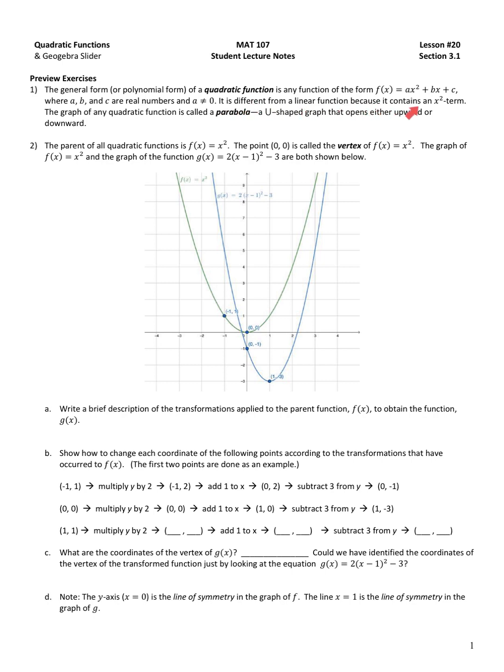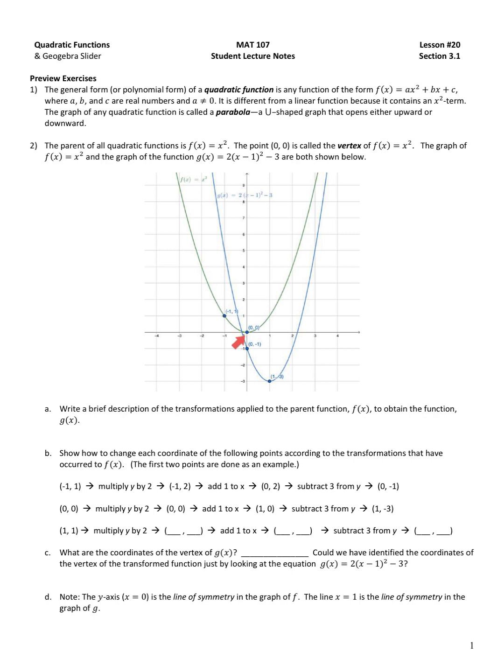So this is different from a linear function because it has an x squared term, and the graph of a quadratic function is called a parabola. It's this U-shaped looking graph that either opens up or down. The parent of all quadratic functions is f of x equals x squared, and every other quadratic function is a transformation of f of x equals x squared. The point 0, 0 on y equals x squared, the relative min, is called the vertex of the parabola.